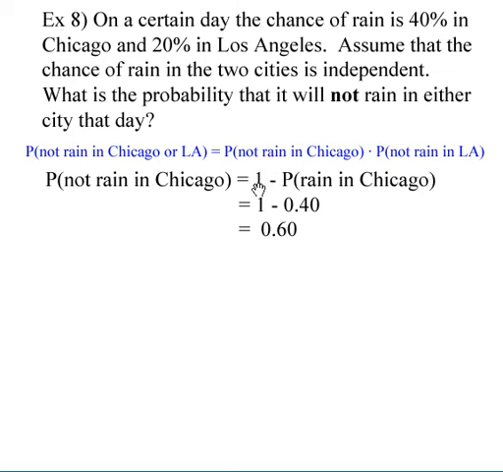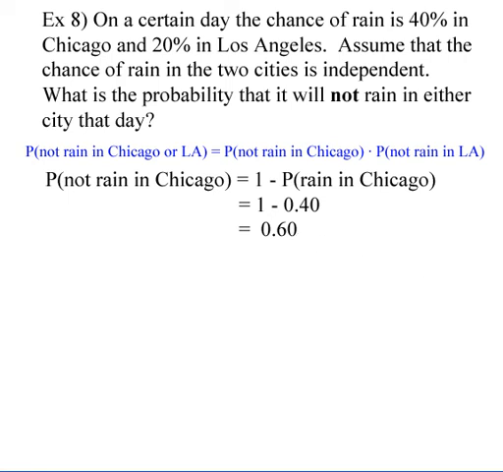So the complement of that would be 1 minus the probability of raining in Chicago, which they told us is 40%, or 0.4 in this case. 1 minus 0.4 is 0.6, which you can think of as 60%. So when the forecaster says there's a 40% chance it'll rain, that means there's a 60% chance it will not rain. We all are familiar with that concept.